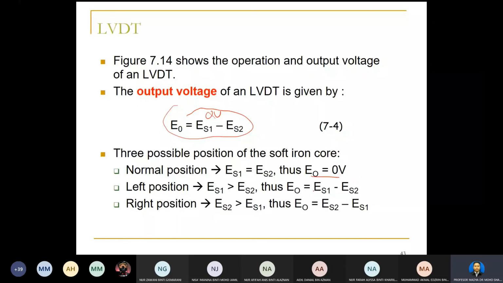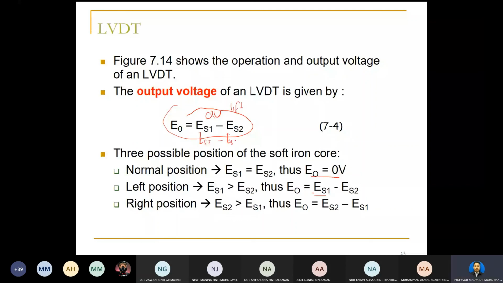For example, for the right position, that means E0 equals S2 minus S1. So for the right, it is S2 minus S1. This one is to the right position.